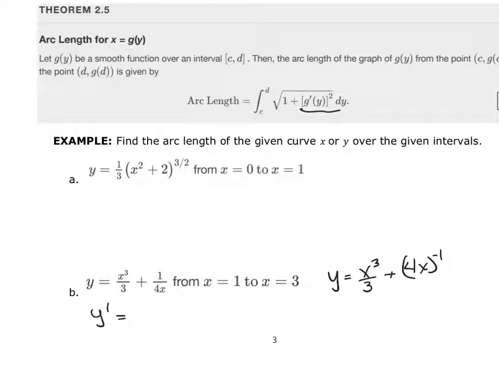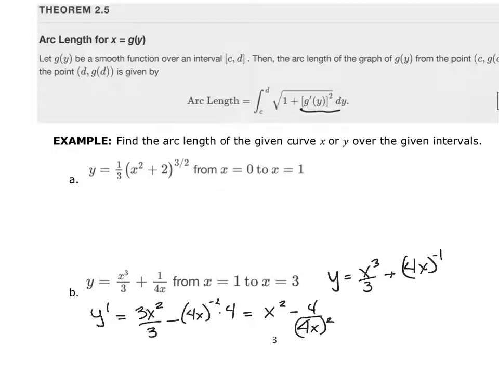So my y prime then is going to be 3x squared over 3, and then it's going to be minus 4x raised to the negative 2 multiplied by 4. It's the chain rule. And then this is going to give me x squared minus 4 over 4x, the quantity squared. So that's what that's going to be.